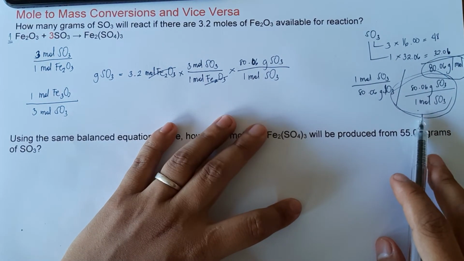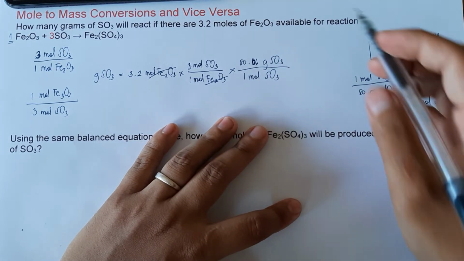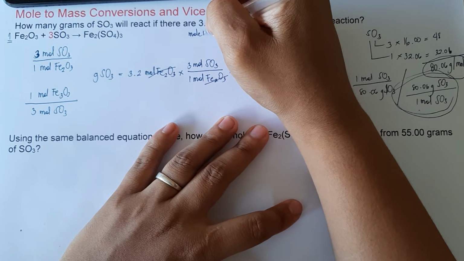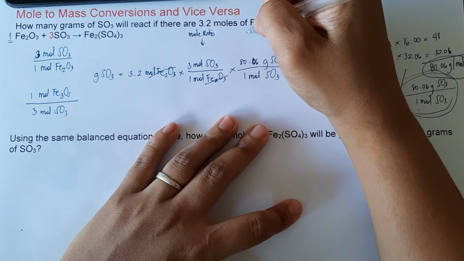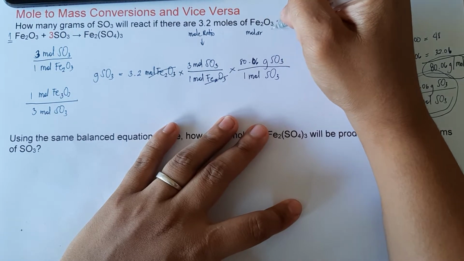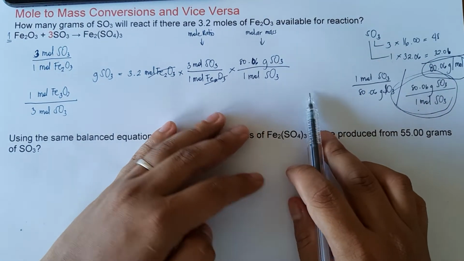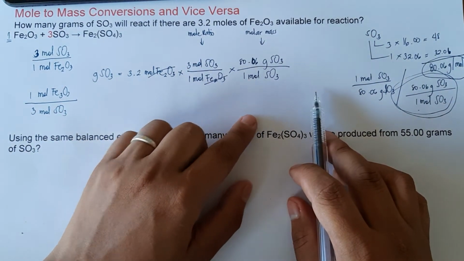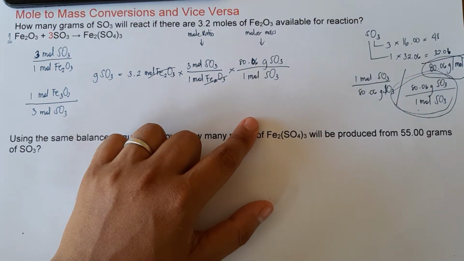Ito yung ating molar mass. Saan ko ito kinuha? This is our molar mass. So, this is mole ratio is 1 and this is molar mass. Yan. Kapag mass ang hinahanap natin, una muna si mole ratio, sunod si molar mass. Mamaya titingnan natin yung iba, yung isang problem.